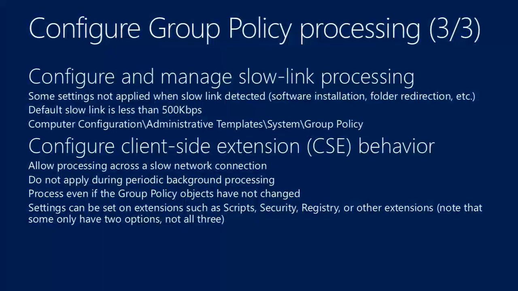And then third slide on this is configure slow link processing. Default is 500 kbps, and it's configured in that particular area of the group policy. Not much to really say there. There's a couple things like software installation and folder redirection that, if you're on a slow link, they don't apply. So you may see something like that on an exam.